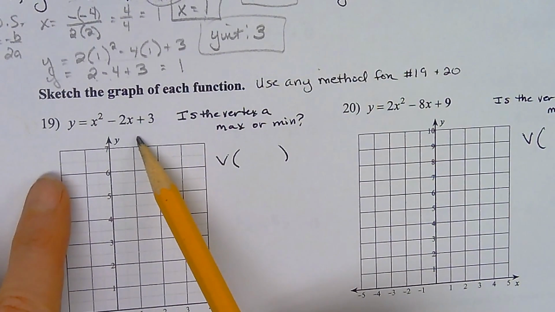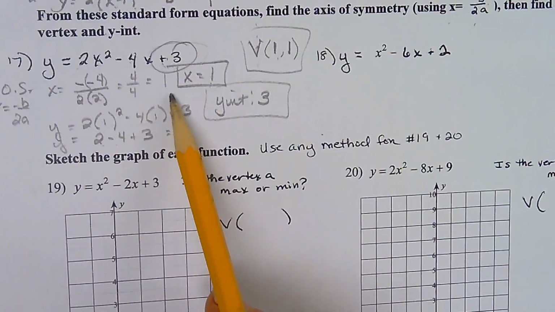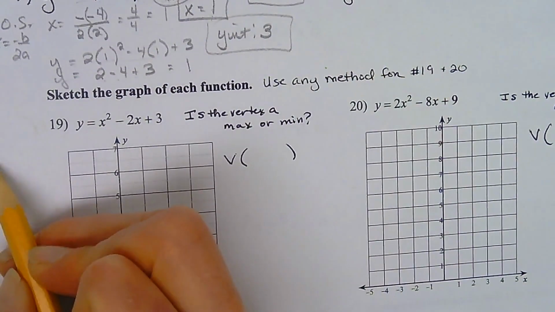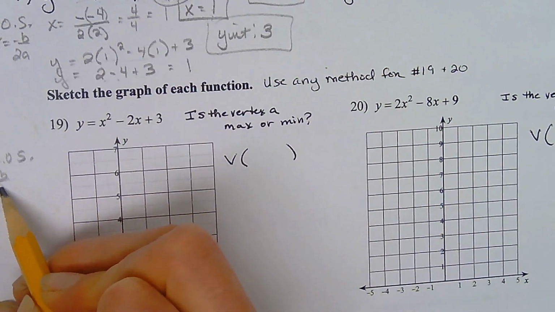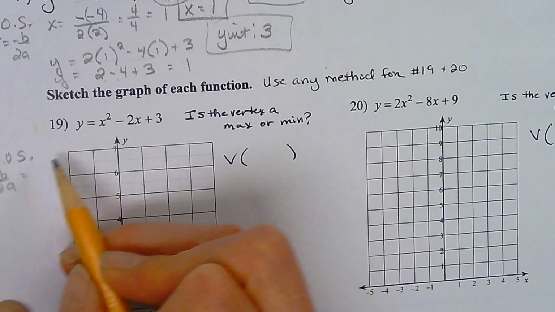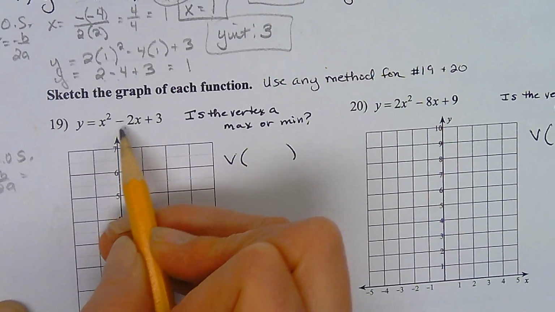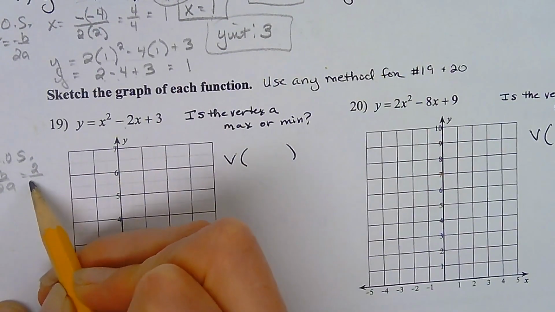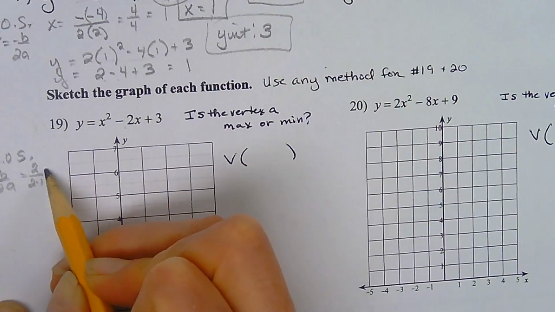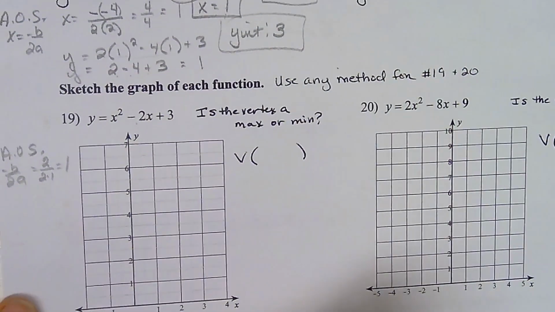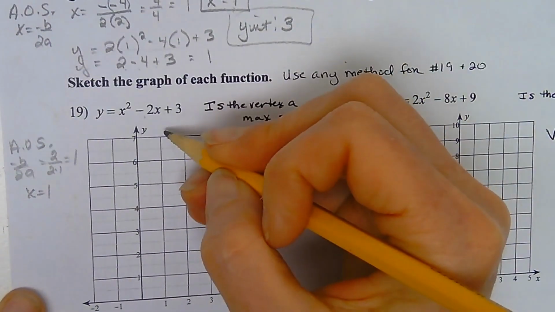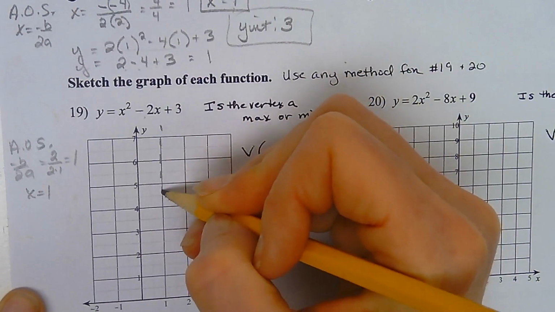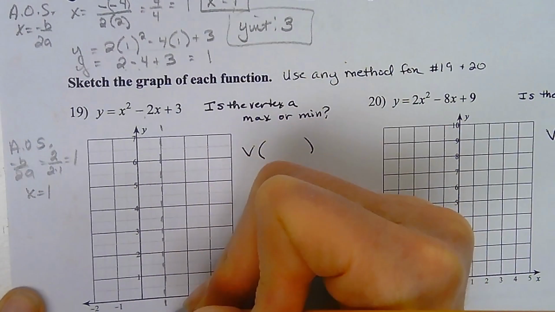So number 19, I'm going to find the axis of symmetry using the way we just used first. Axis of symmetry is equal to the opposite of b over 2 times a. So that's equal to the opposite of 2, which is positive 2, over 2 times 1, since a is 1. So the axis of symmetry is x equals 1. I can sketch that in here. There's the axis of symmetry at x equals 1.